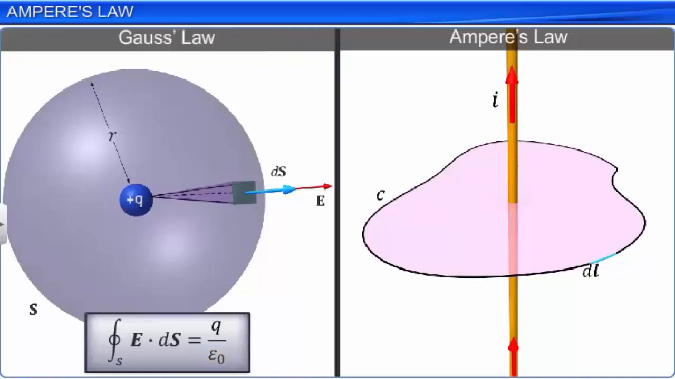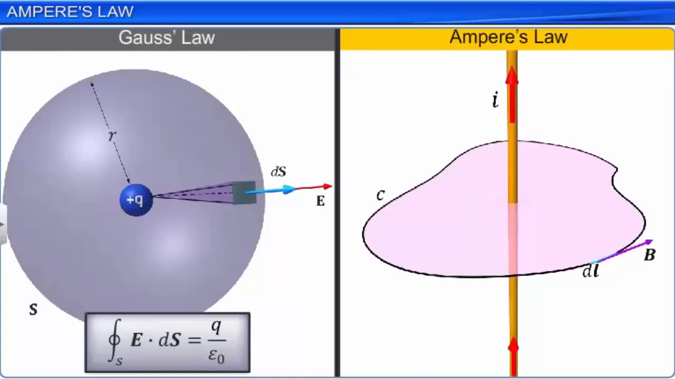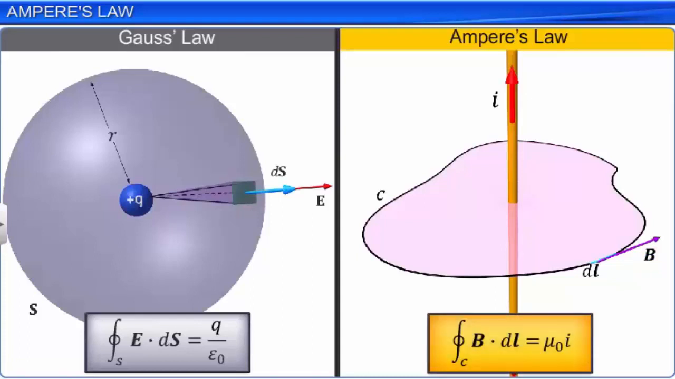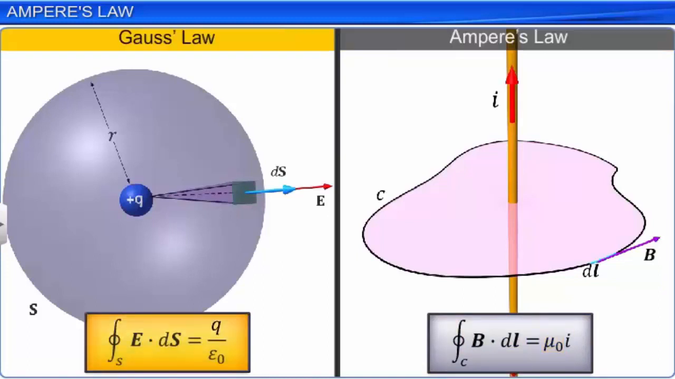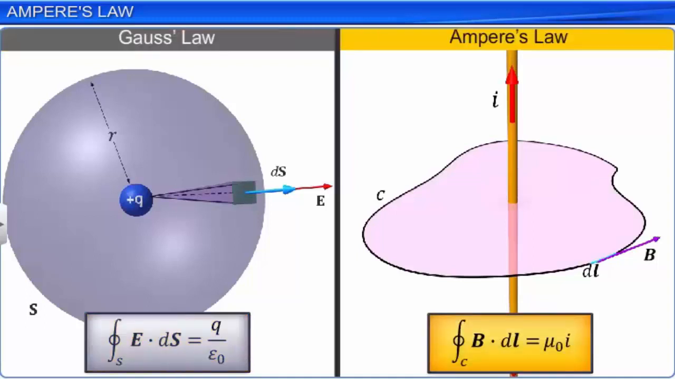Ampere's law gives a relation between the integral of the tangential component of a magnetic field at points on a closed curve and the net current through the area bounded by the curve, and helps in the calculation of the magnetic induction at a given point. Ampere's law states that integral over a closed curve C B dot dl is equal to mu naught I, where mu naught is the magnetic permeability of free space. The Gauss law aims to calculate the electric field, whereas the Ampere's law aims to calculate the magnetic field.